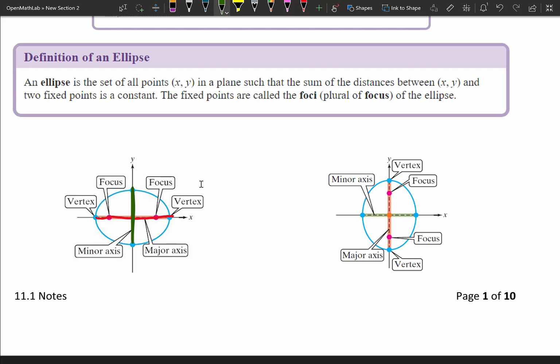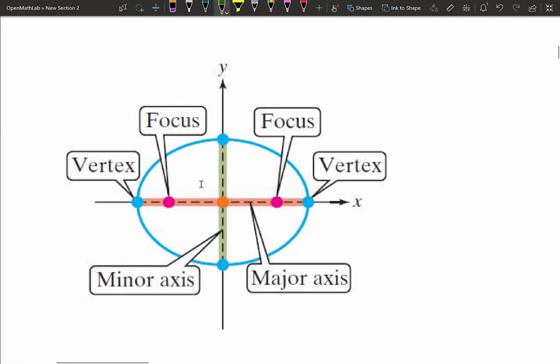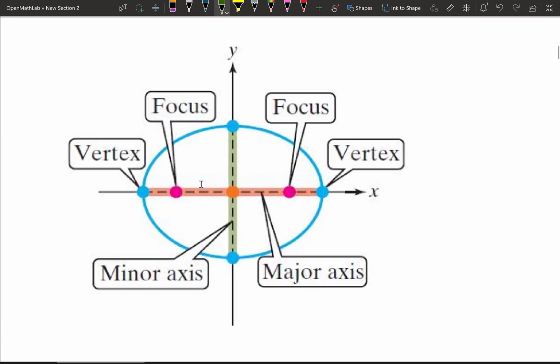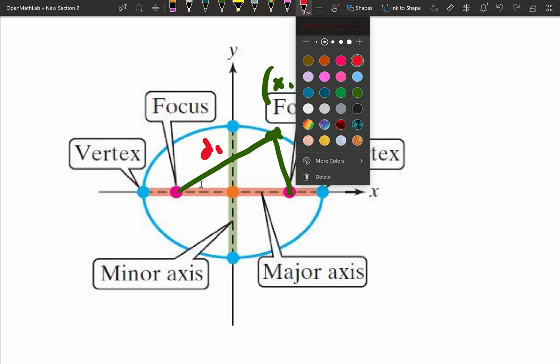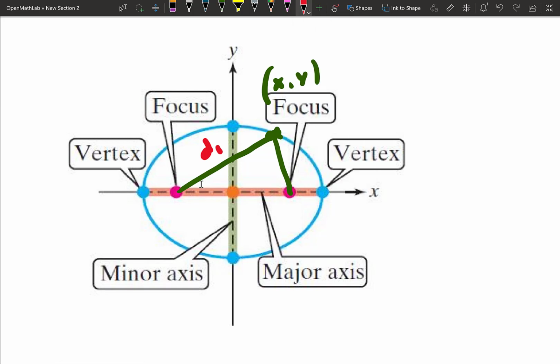So in other words, let me try to zoom in on this a little bit. If this is my point (x, y), then the distance from the foci to that point remains constant. So we could let this maybe be d1. Oops, let me make this a little finer.